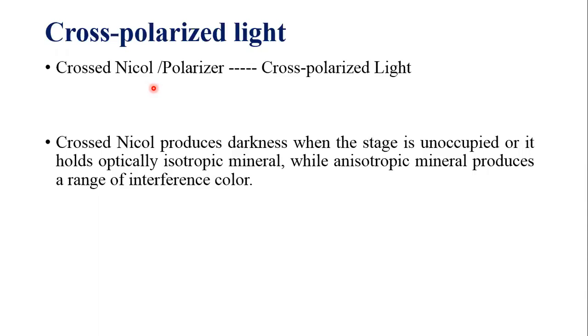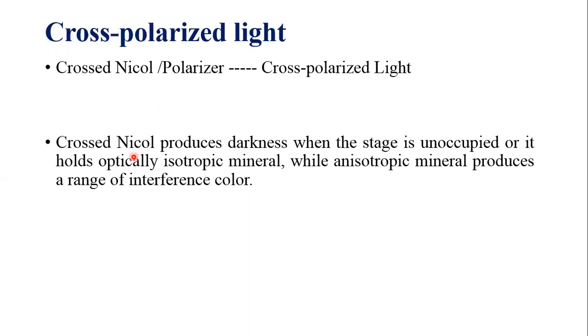And when polarizers are crossed, the resulting light is termed cross-polarized light. Why is it called cross-polarized light? Because each polarizer polarizes the light at right angles to the other. That's why such light, which passes through both polarizers, is called cross-polarized light. And the optical properties of minerals which we observe in cross-polarized light are called cross-polarized light properties, or simply cross-light properties.